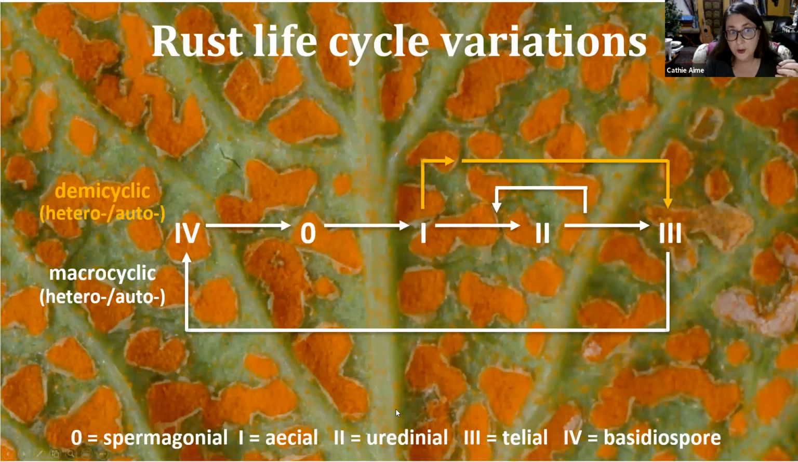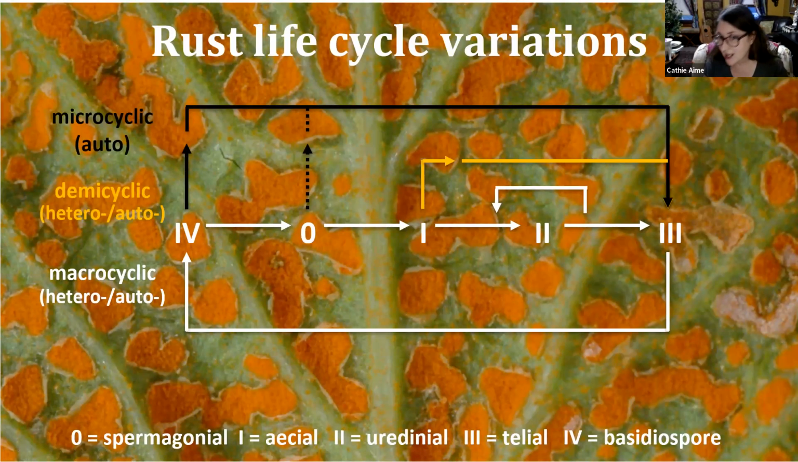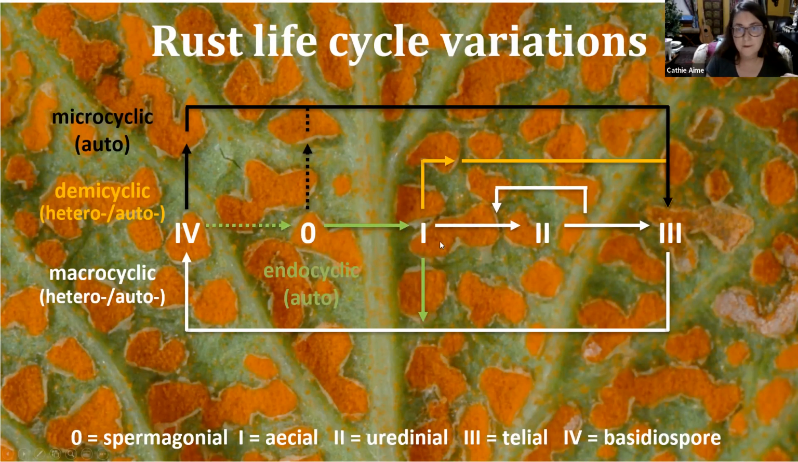But there are also things called demicyclic rusts, which skip the urediniospore stage. There are things called microcyclic rusts, which skip both the uredinial and aecial spore stages. And there are things called endocyclic rusts, which convert this aecium into a telium. I know it's a lot of words, but basically just understand that there's a lot of variation to this basic life cycle.